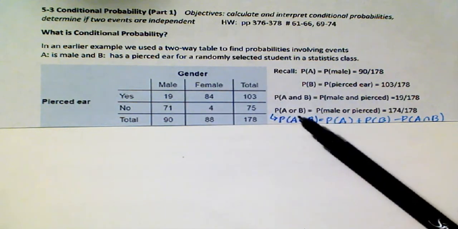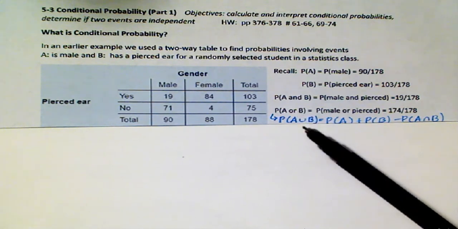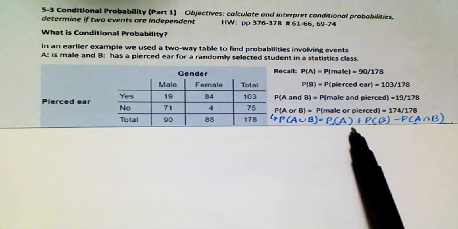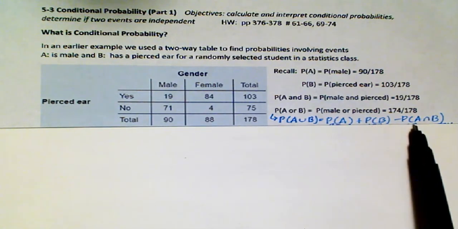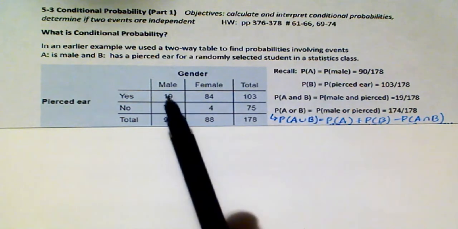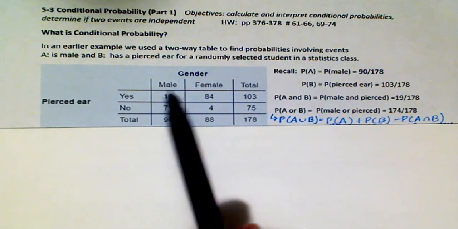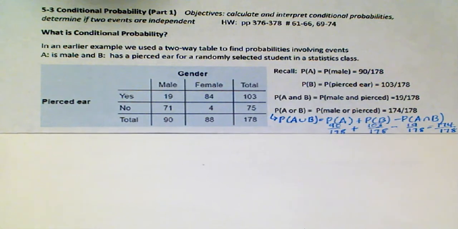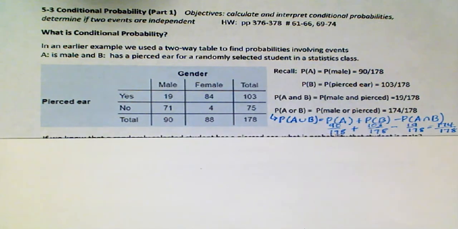What's the probability of A or B? Don't forget that this was one of our rules that we learned in the last section, that the probability of A or B is equal to the probability of A plus the probability of B minus the probability of A and B. Because if you counted this and this, you would be including this number twice, so we had to subtract out that overlap. So the probability of A was 90 over 178, the probability of B is 103 over 178, minus 19 over 178, which gives you 174 out of 178. So this is just a refresher of what we did when we were finding probabilities in a two-way table.